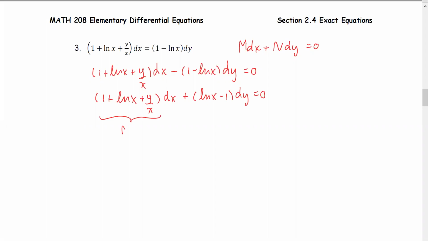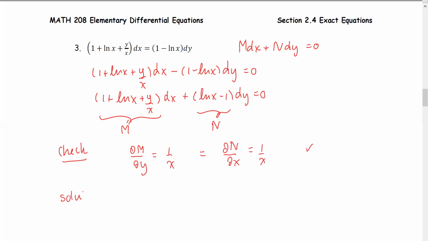Now we see M as 1 plus log x plus y over x, and N is log x minus 1. Next, we are going to check whether it's exact or not by finding the partial derivative of M with respect to y. Then we get 1 over x, and also find the partial derivative of N with respect to x. We get 1 over x as well. Therefore, this equation is exact.